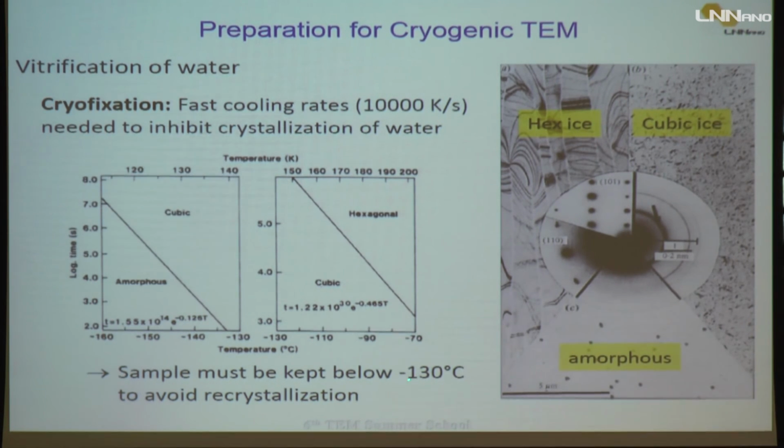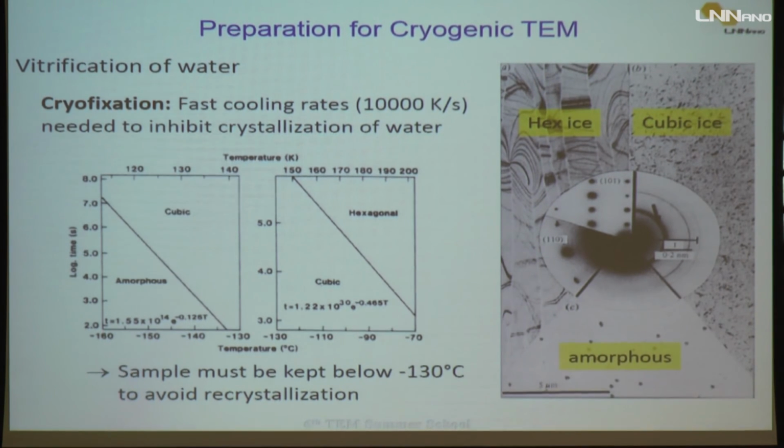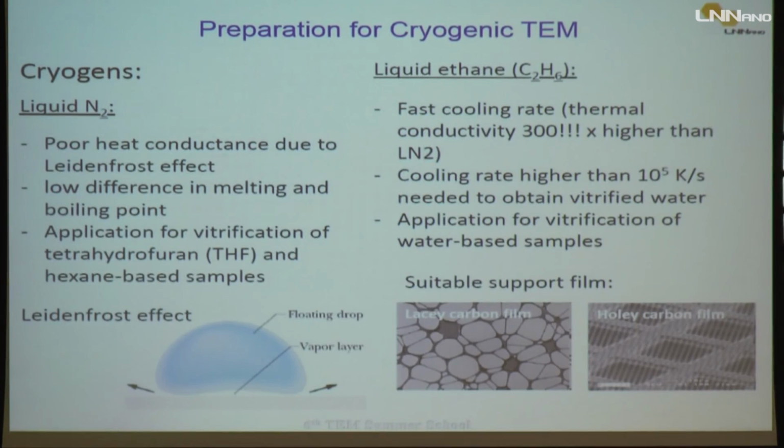For the investigation, we will need to keep the temperature at about minus 130 Celsius degrees to avoid the recrystallization of water. If you heat your sample, the water will crystallize and will damage all your experiments. And then how to do this fast cooling? How to do it?